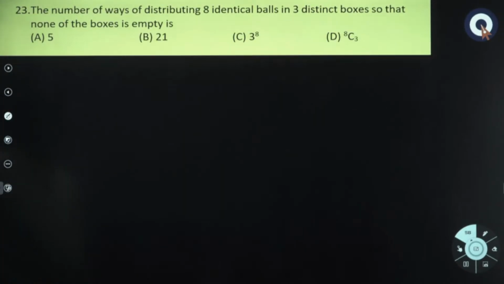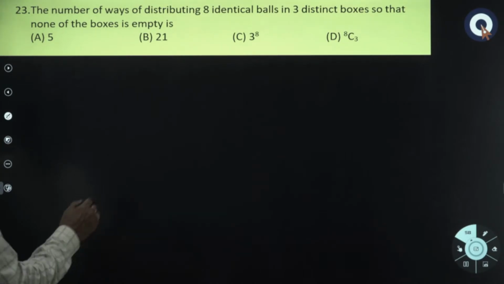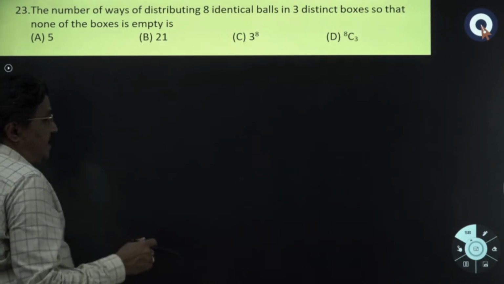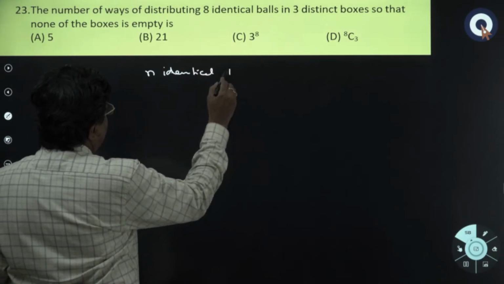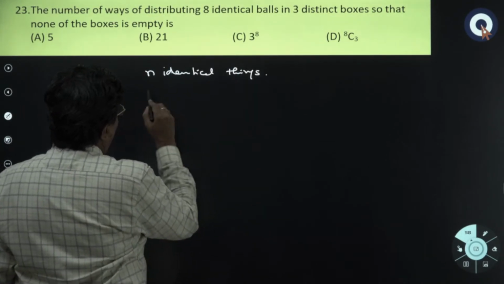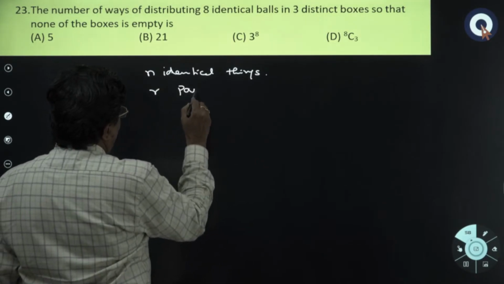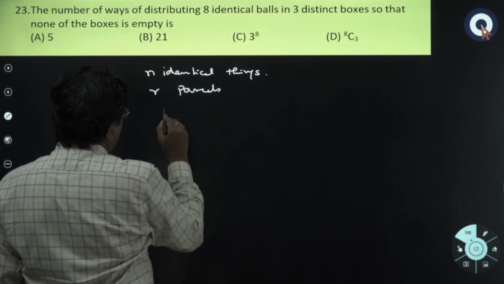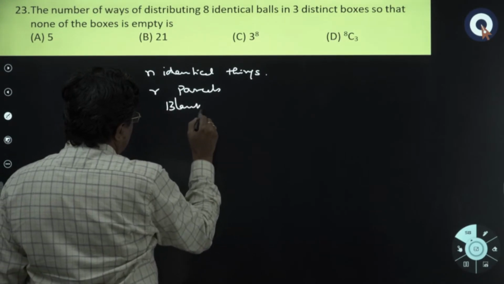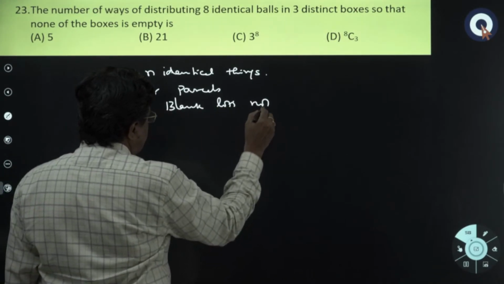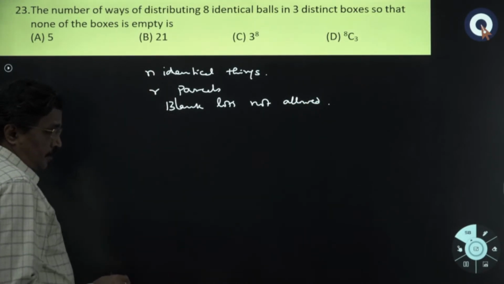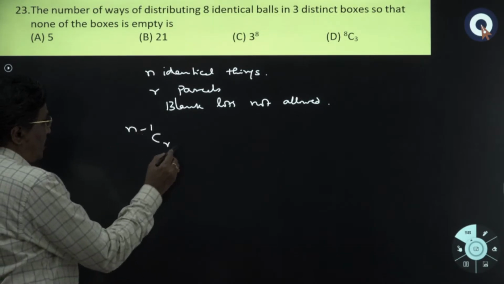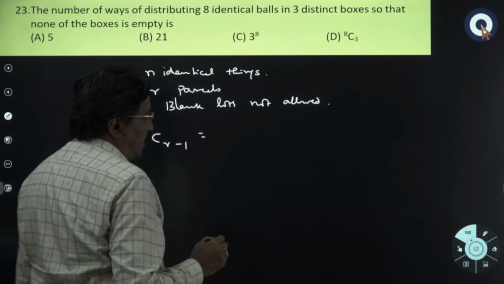The number of ways of distributing eight identical balls in 3 distinct boxes such that none of the boxes is empty. Again, the same thing. The question of dividing n identical things into r parcels, none of the boxes is empty, blank lots not allowed. So that is n minus 1 C r minus 1, which is your answer. The formula is n minus 1 C r minus 1.